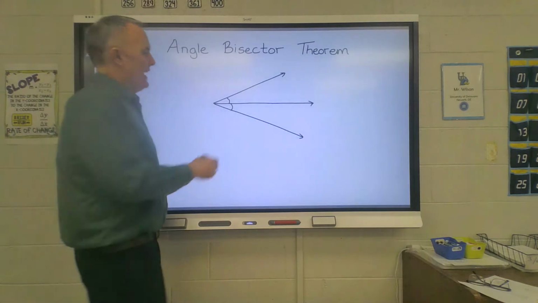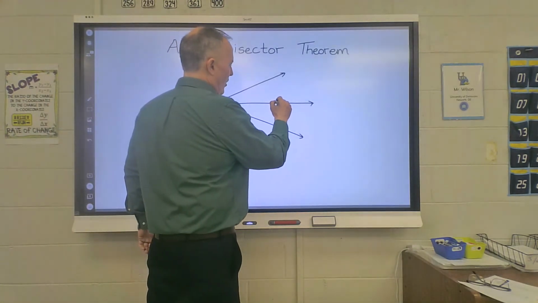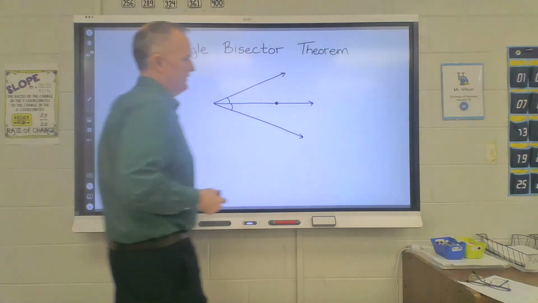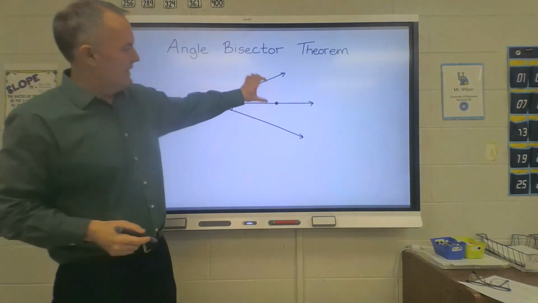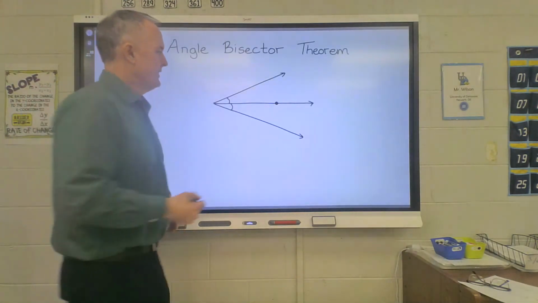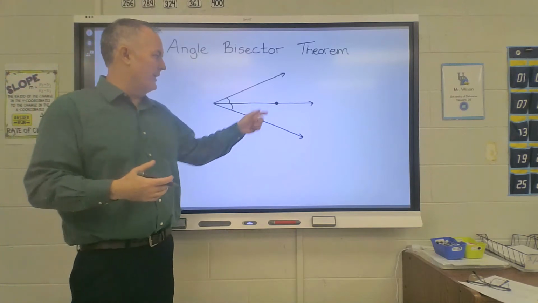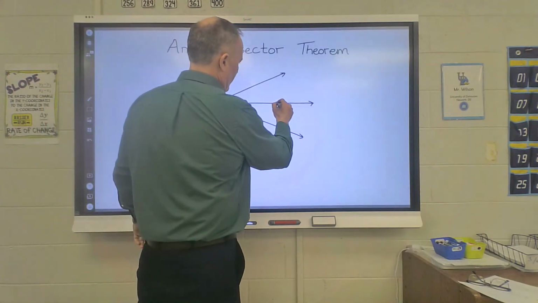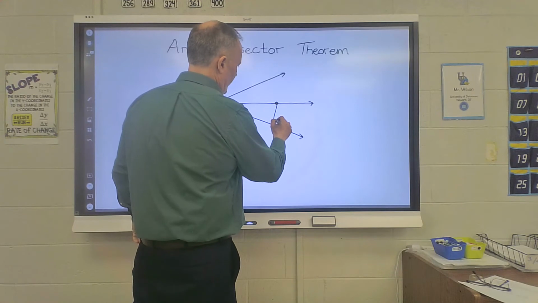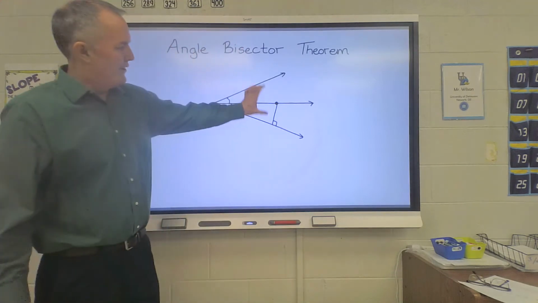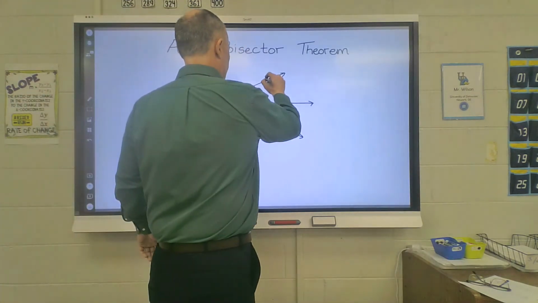Well, what this says is any point on the angle bisector is going to be equidistant to the other two rays. So you have to draw them perpendicularly, though, because you have to draw a straight line from this point to the actual ray. So if I draw a line perpendicular, and I do the same thing on the other side.